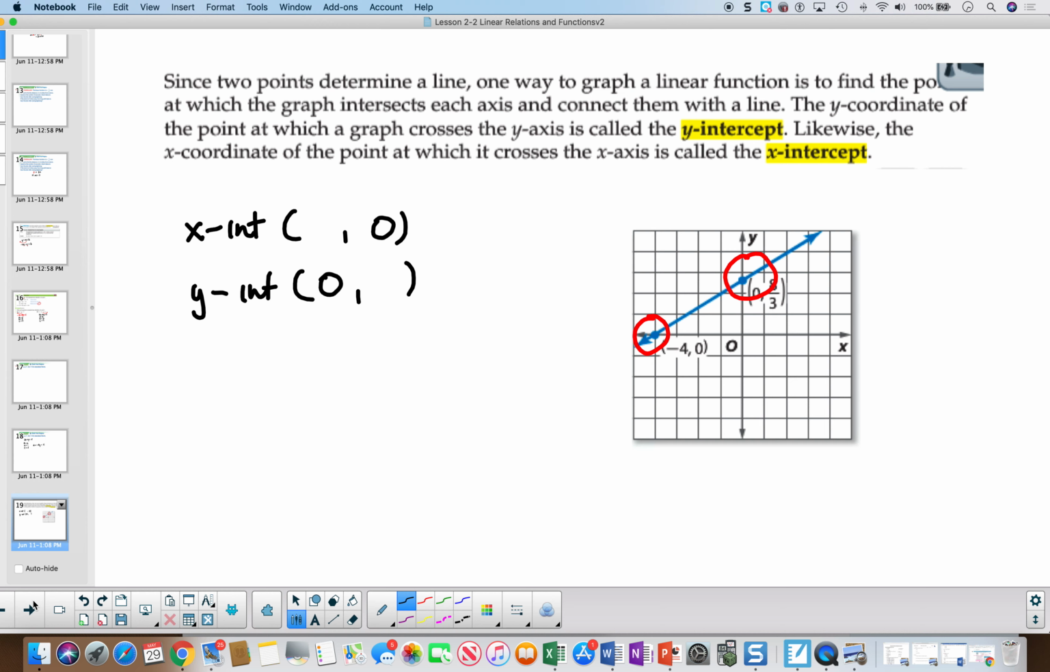Since 2 points determine a line, one way to graph a line is to find the points at which the graph intersects the x-axis and the y-axis, both axes, and then connect them with a line. So this is a nice way to graph lines right away. Now the x-intercept is where it crosses the x-axis and y is 0, and the y-intercept is where it crosses the y-axis and x is equal to 0. So in this particular case, the x-intercept will be negative 4, 0, and the y-intercept will be 0, 8/3.